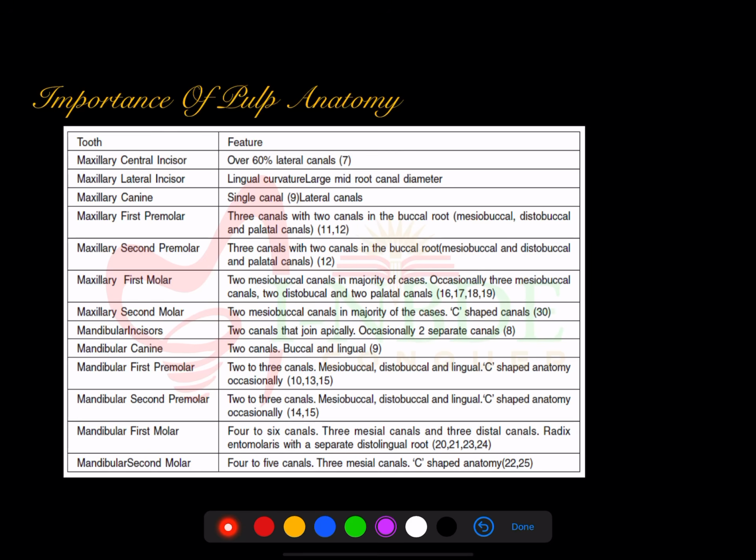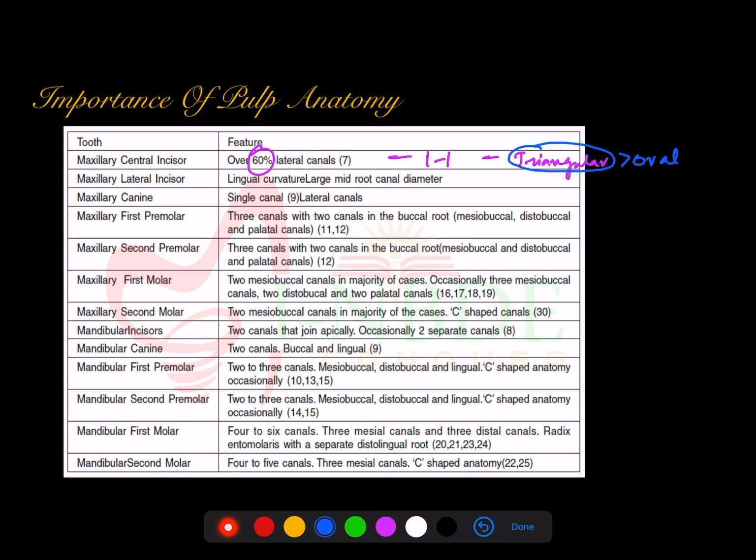I just want to talk about a few important aspects which were given in examinations, or which were questions in your examination. First I'm going to talk about the maxillary central. Regularly your maxillary central incisor is going to have one root and one canal. You can see lateral canals in 60% of cases, and the canal is most often triangular in shape. Very rarely you can see oval, so it's better to go for a triangle as a very decent and good option.